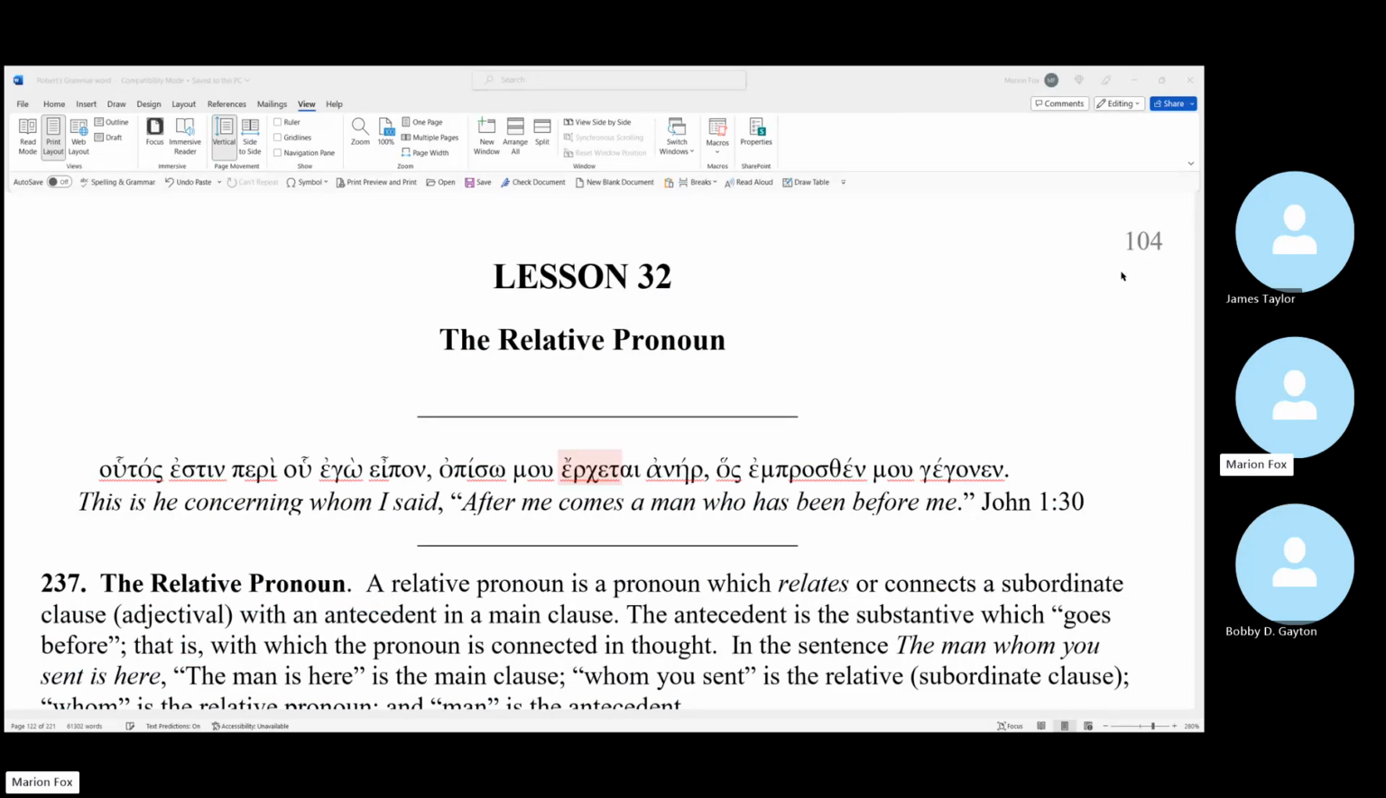All right. All right, can you see lesson 32 now? Yes, sir. We're looking at relative pronouns.